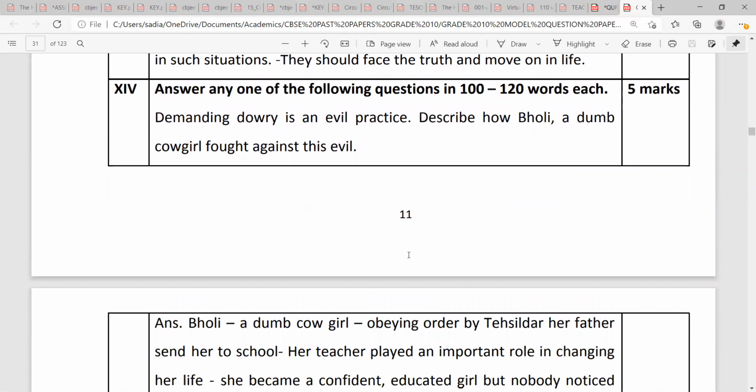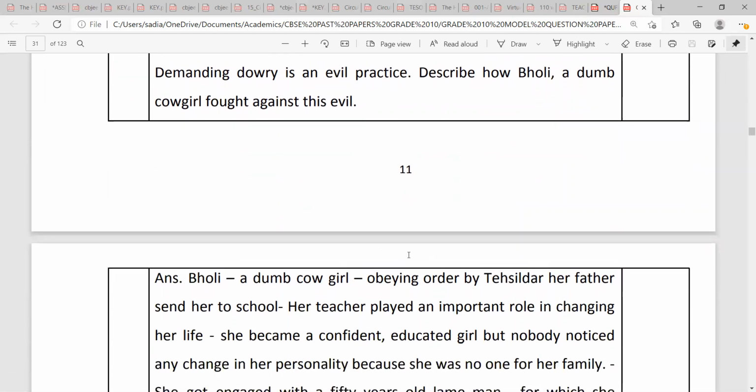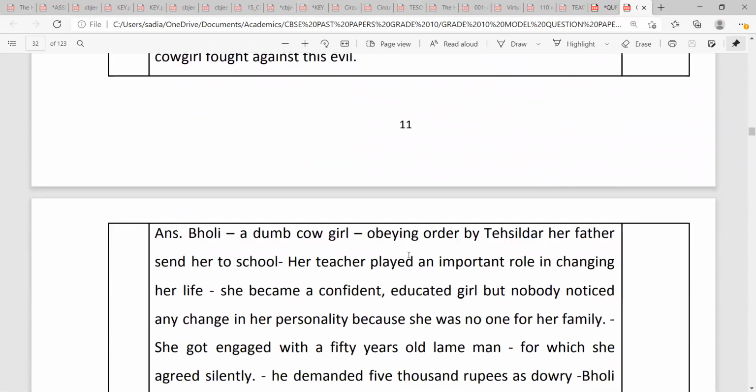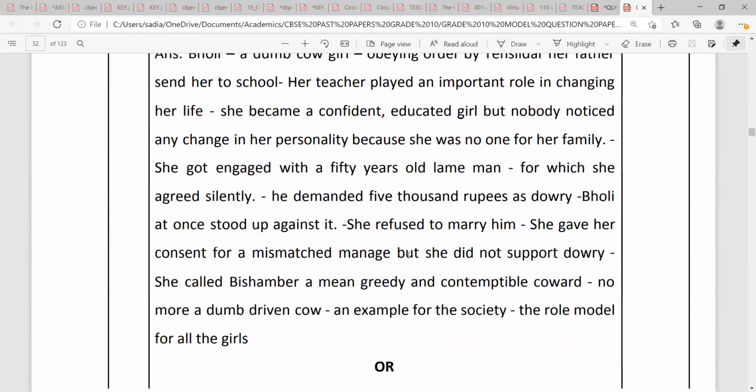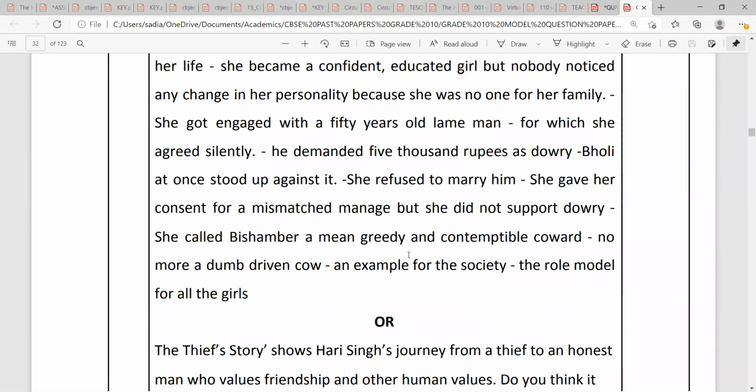These are only value points. It will help you construct the answer. It's written with dashes and slashes. Only value points are added. It will help you construct the answers.